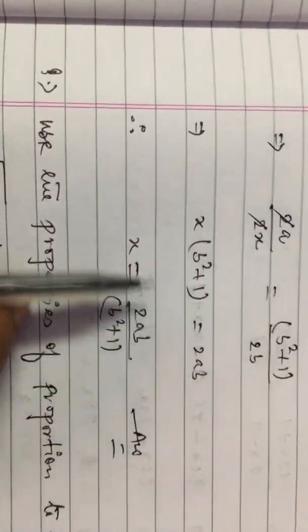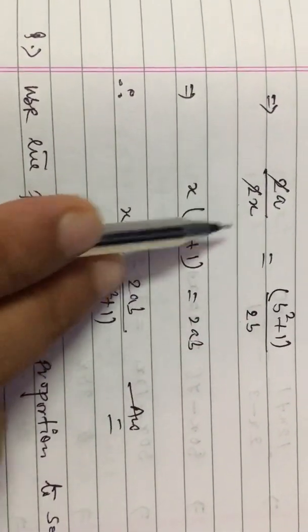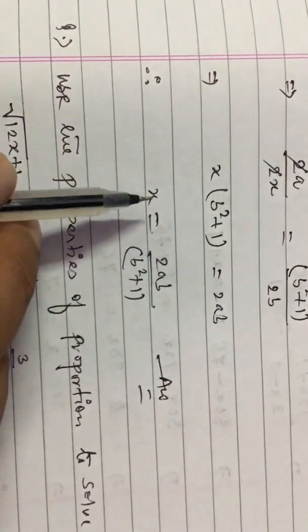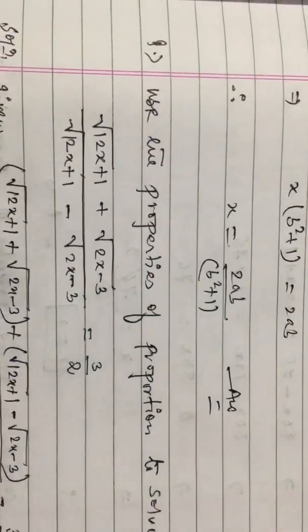Now cross multiply them. x into this term, b square plus 1 into x, same, and 2 into 2b into a, that is 2ab. x is equal to 2ab by b square plus 1. This will be the answer.